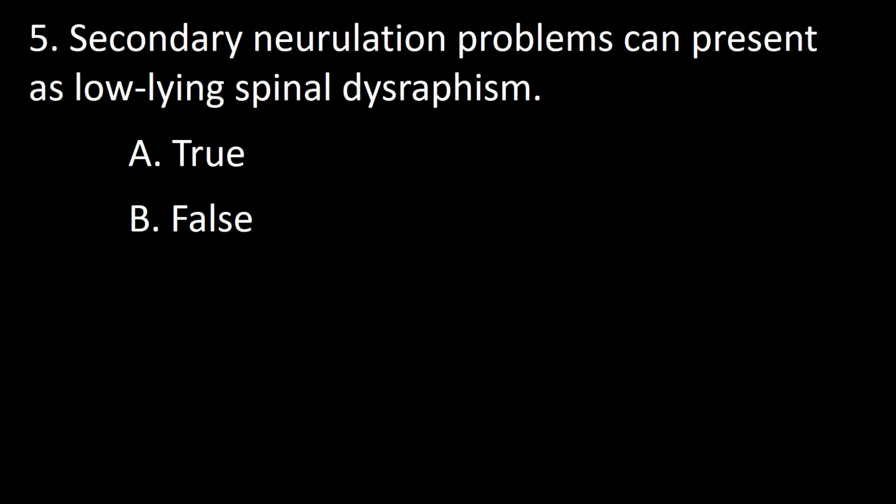Next question. Secondary neurulation problems can present as low-lying spinal dysraphism. A true, B false. In the process of answering this question, we will address two types of low-lying dysraphism due to abnormal development of the caudal eminence.